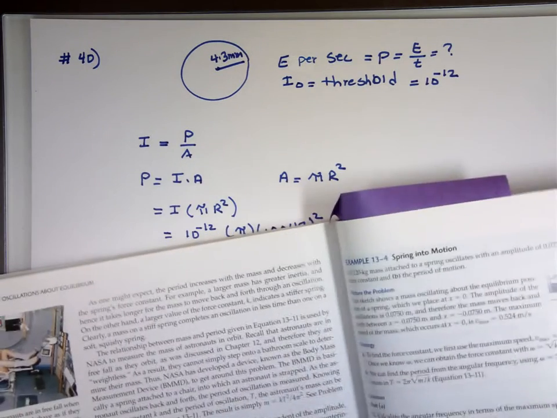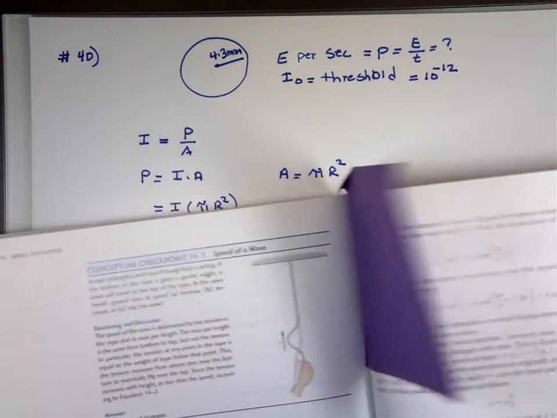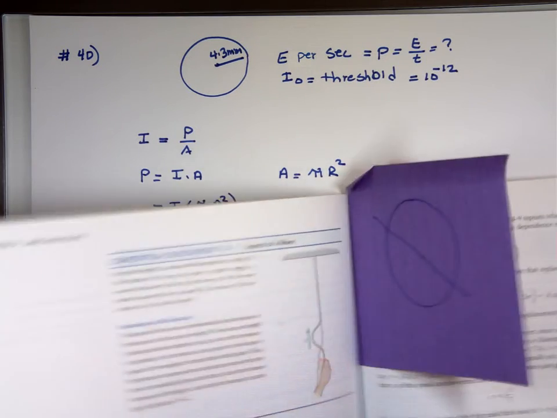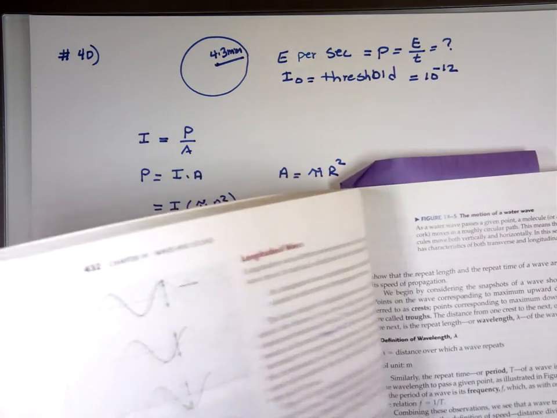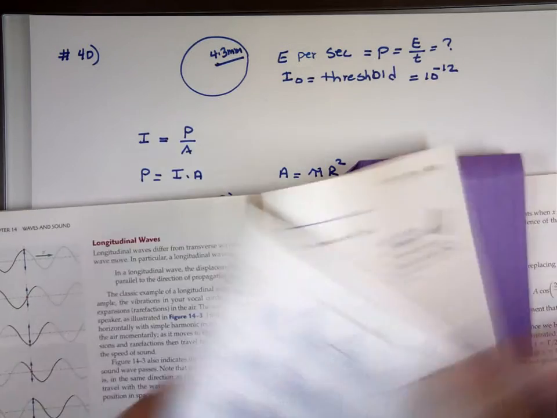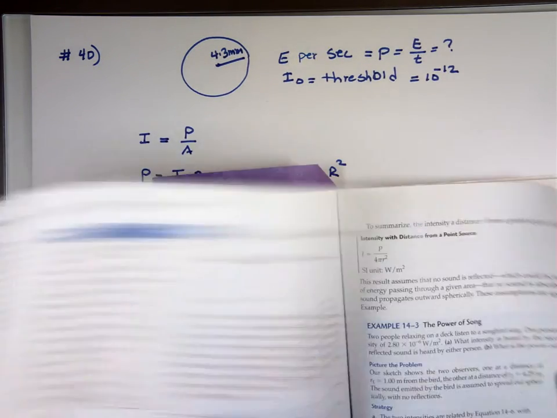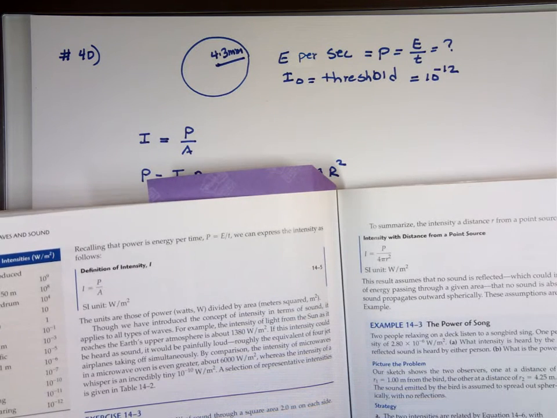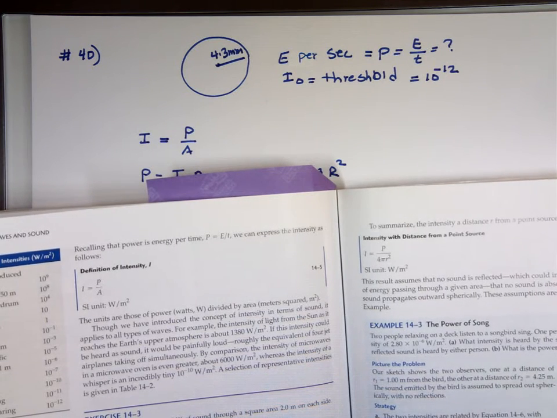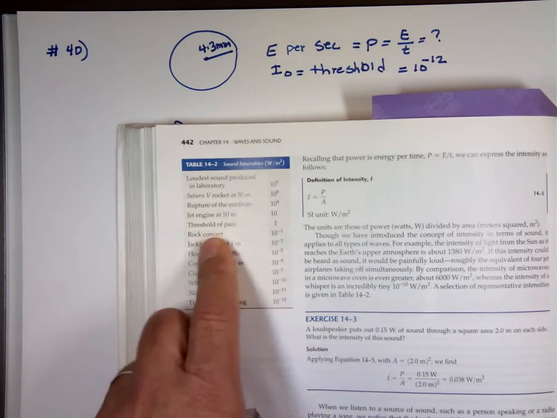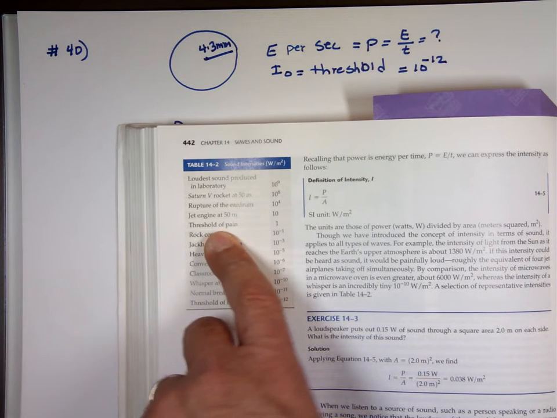Chapter 13. Where's 14? Let's look at the chart for the decibel and see what the value is. Right here. I was right. Threshold of pain. See that? I equals 1. It's in the book there.